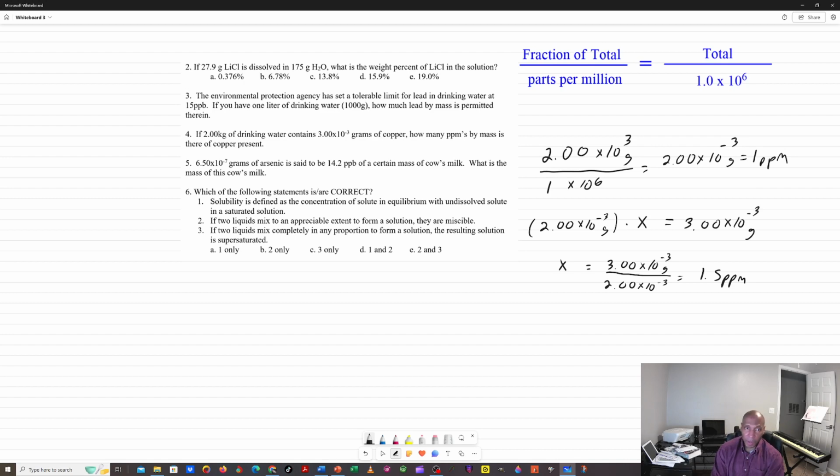Now again, you want to find out 1 part per billion. So if 6.50 times 10 to the negative 7 grams is 14.2 parts per billion, if I divide 6.50 times 10 to the negative 7 by 14.2, then I have 1 part per billion. Okay, so how does it help us? Well, if I have a billion parts per billion, then I have the total. So that's what I'm going to do. I'm just going to get the total that way.